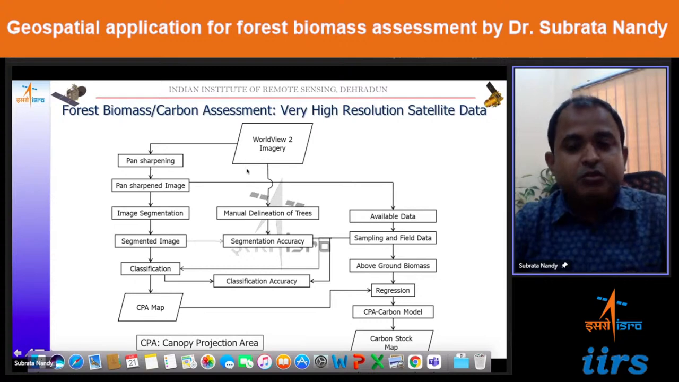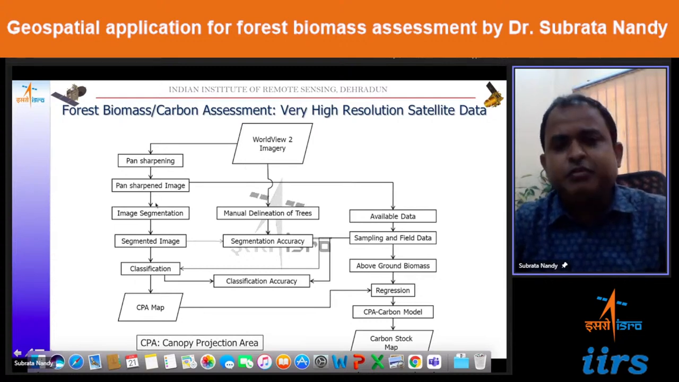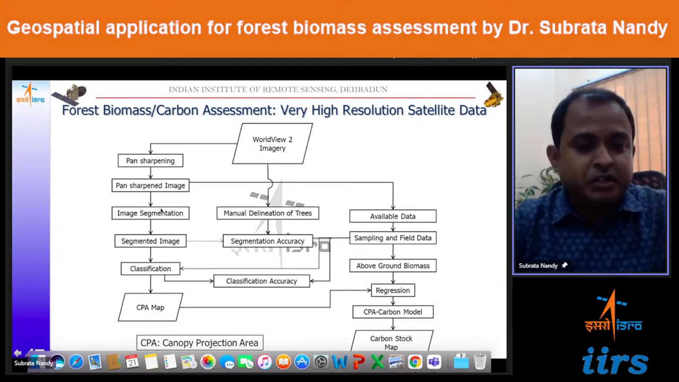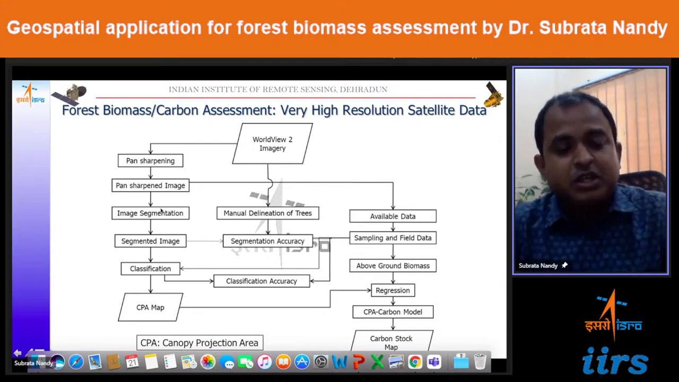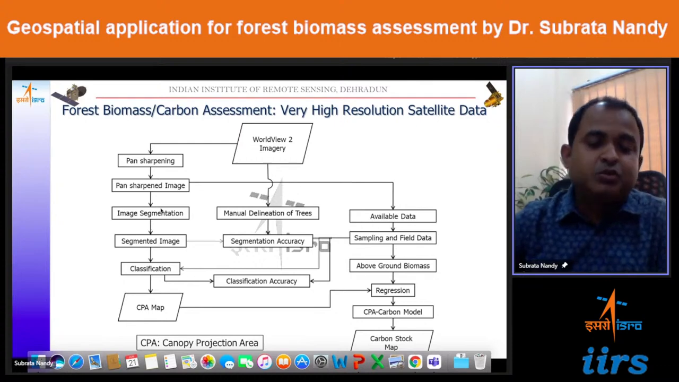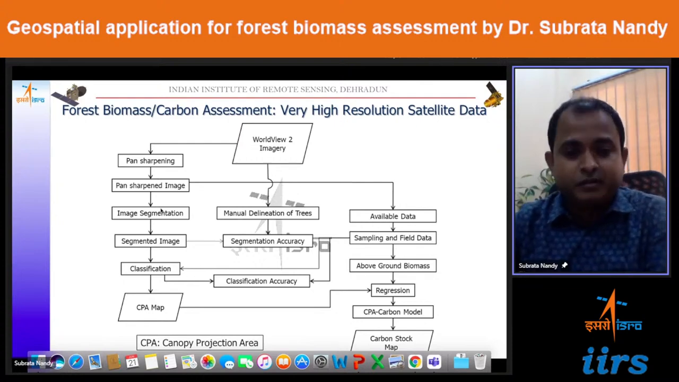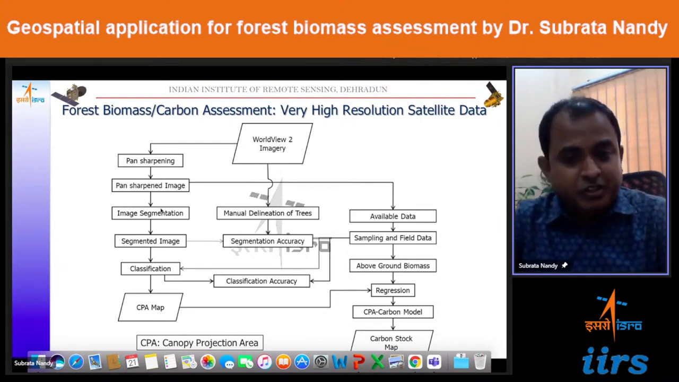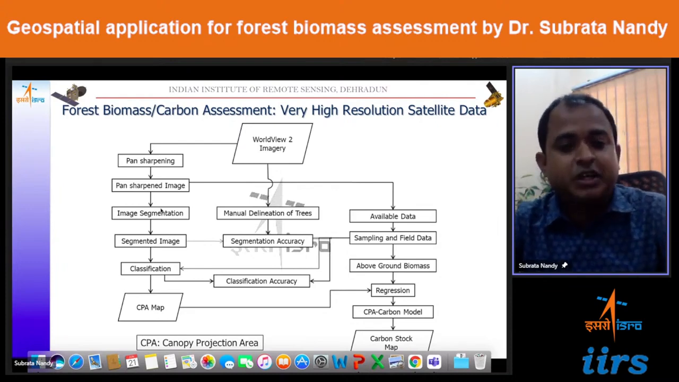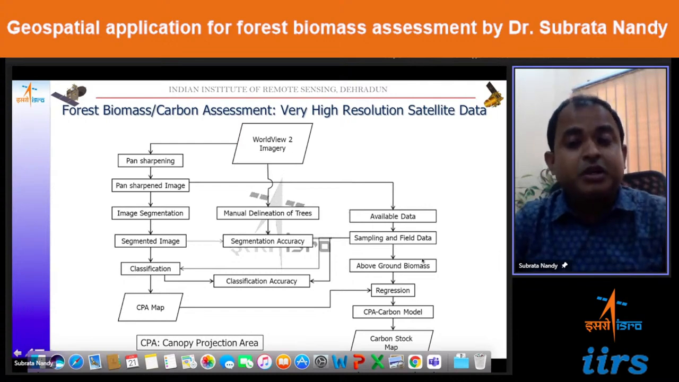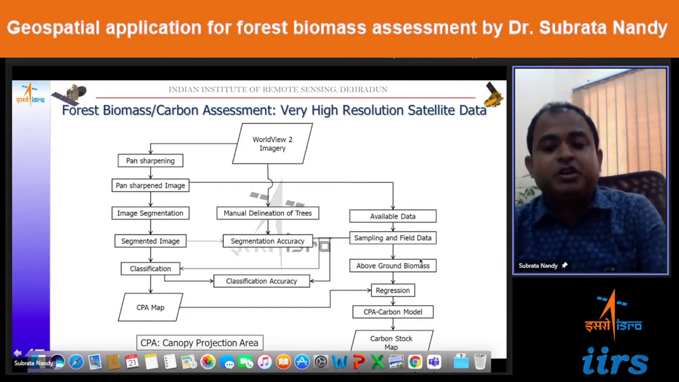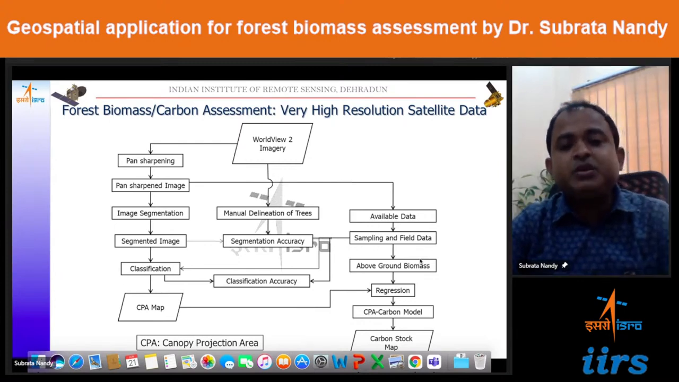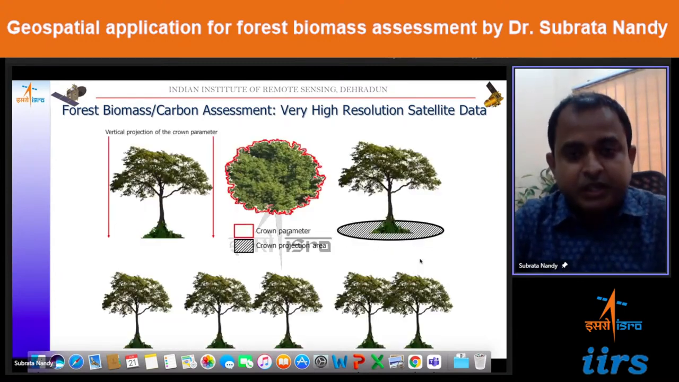Now, there are generally two steps for satellite data processing. The major step is image segmentation. First of all, you do segmentation of the image, and then you classify the image. You separate trees from others, and if possible, can we identify different types of trees? It depends on the complexity of the area as well. And from the field, by developing a relationship between ground projection area and the carbon, we get the carbon stock map of the area.